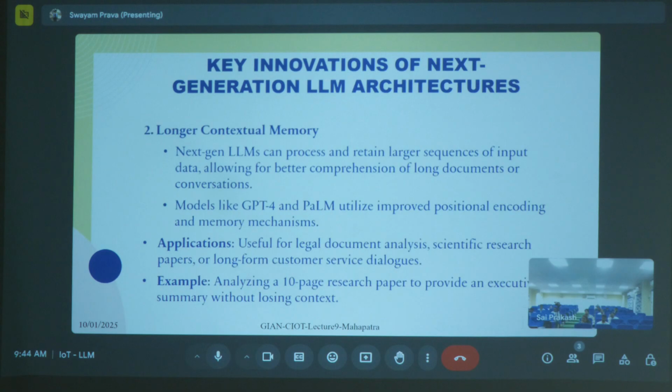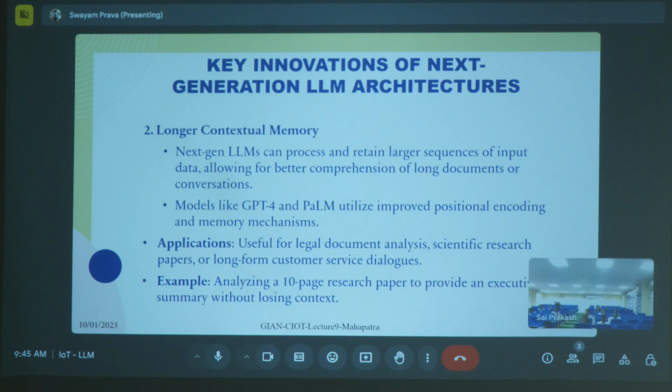Then LLMs also have longer contextual memory. Now, what this means is that LLMs can process and retain larger sequences of input data, allowing for better comprehension of long documents or conversations. If you have used GPT before, models like GPT-3 actually forgot a lot about the conversation after a couple of messages. But then models like GPT-4 utilize improved positional encoding and memory mechanisms.